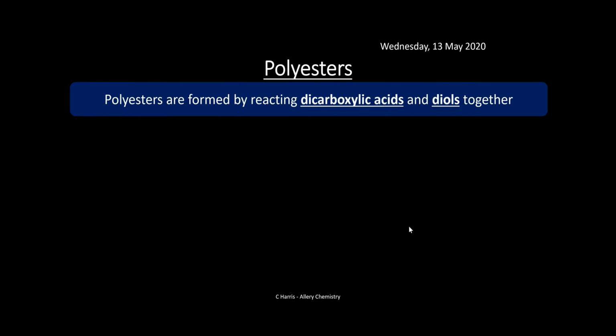Okay, so let's look at polymers. So polyesters are formed by reacting a dicarboxylic acid and a diol together. Polymers are very important because they form the plastics that we have and the clothing that we have. It's all organic chemistry, so organic molecules joining together to form a long carbon chain.